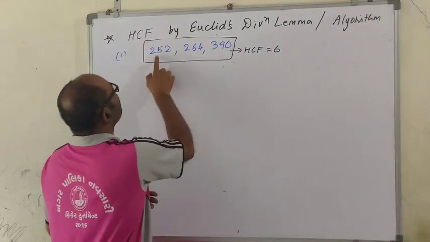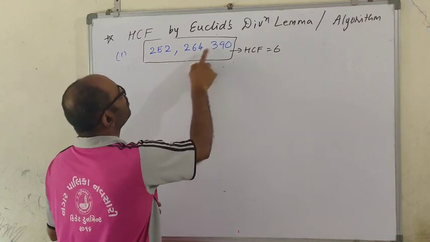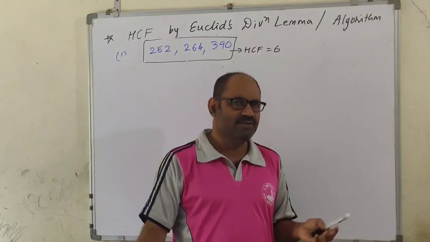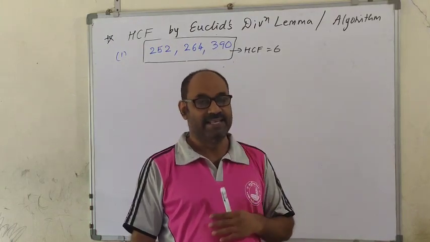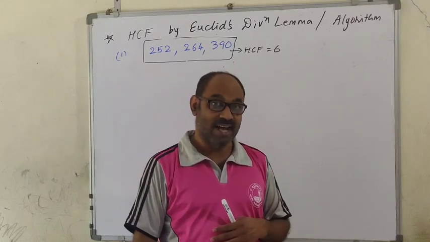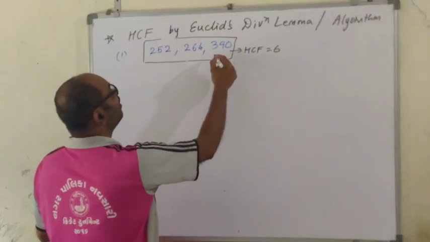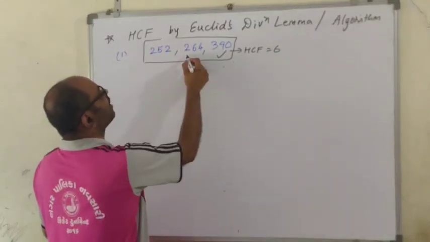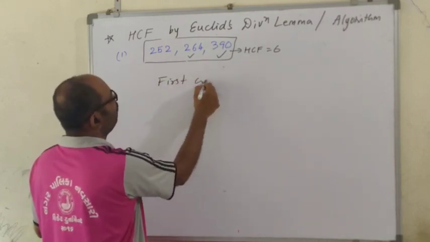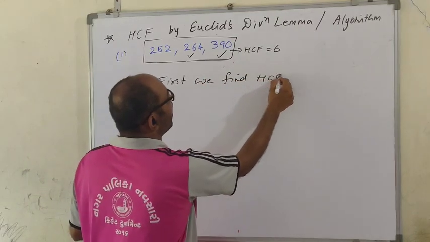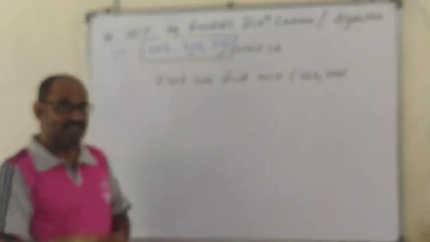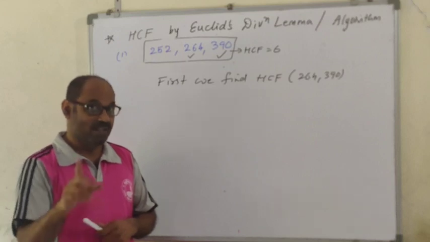Choose any two. Can you choose these two? Yes. Can you choose these two? Yes. Can you choose the first and the third? Yes. Any two. But for the sake of convenience, children, choose the largest two. Which is the largest one? 390. And the next largest, this. So first we find the HCF of 264 and 390. First we'll find the HCF of 264 and 390 by Euclid's division lemma.